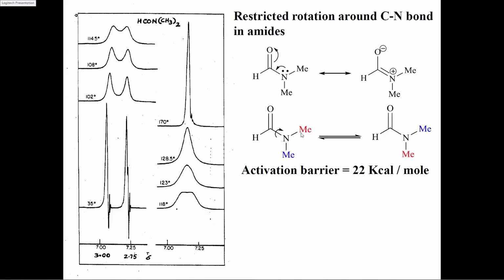Here the carbon-nitrogen bond rotation is restricted because of the resonance structure, which gives a double bond character to the carbon-nitrogen bond. So these 2 methyl groups are exchangeable in position. At low temperature, they do not exchange, so we see 2 different methyl groups. At high temperature, a single methyl group will be obtained. At 170 degrees centigrade, it's a single methyl group. At room temperature, 35 degrees centigrade, 2 different methyl groups are seen.